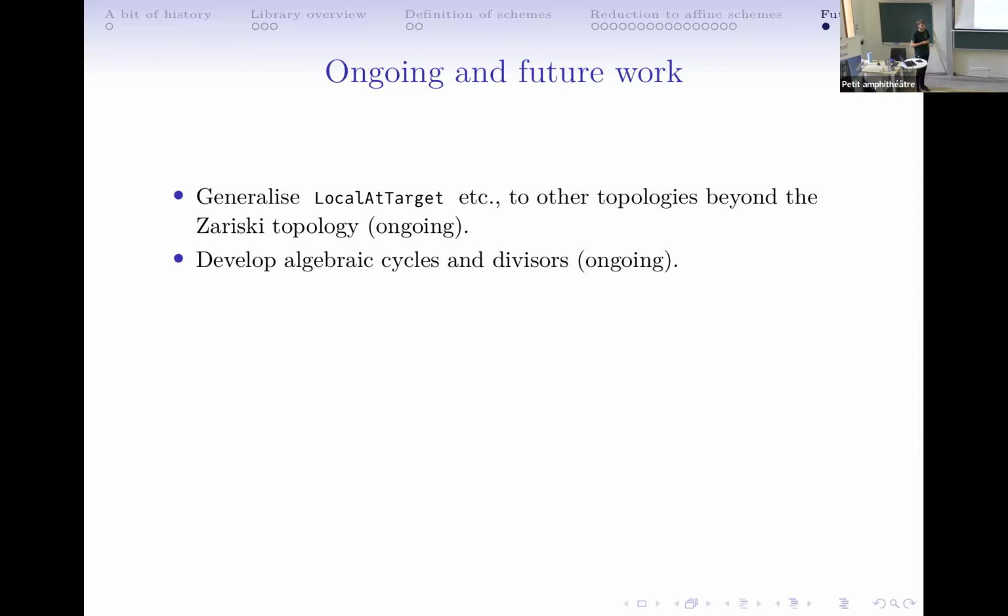Then develop some concrete algebraic geometry. This is something we're quite bad at, I would say. Develop some actual algebraic geometry that a classic algebraic geometer would call algebraic geometry. So algebraic cycles and divisors. This is ongoing. There are people in Utrecht working on this. Čech cohomology is something that I talked to you about earlier, but there are multiple people interested in this and working on this.